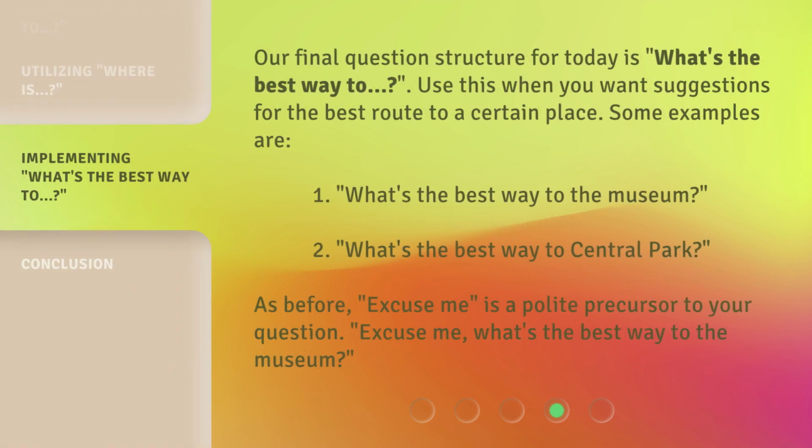Our final question structure for today is, "What's the best way to?" Use this when you want suggestions for the best route to a certain place. Some examples are, 1. What's the best way to the museum? 2. What's the best way to Central Park? As before, "Excuse me" is a polite precursor to your question. "Excuse me, what's the best way to the museum?"